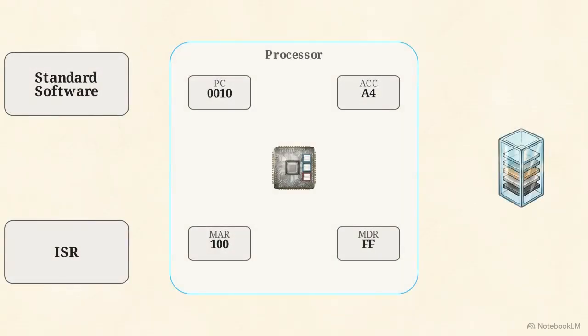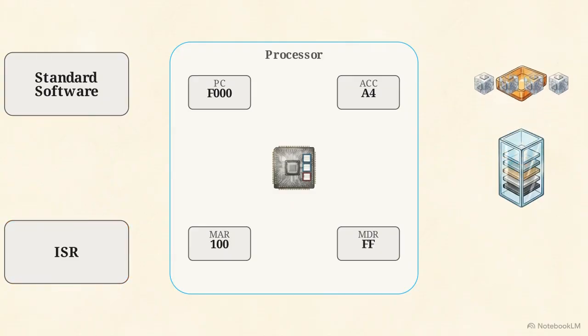Let's track the exact mechanics of a valid interruption. Right now, the CPU is running standard software. The program counter holds the memory address 0010, directing the processor to its active task. To avoid losing its place, the CPU suspends the program and performs a state save. It pushes the data from the program counter and active registers into a specific memory structure called the stack, creating a secure stack frame. With the current process safely stored, the processor executes the interrupt service routine, or ISR. It updates the program counter to the address of the interrupt's code and processes the required logic.